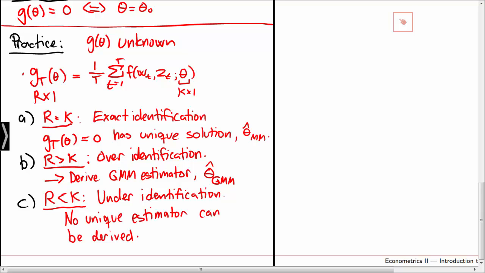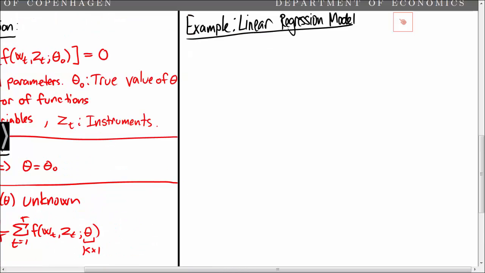Next, we will consider a simple example in the case of exact identification, and the example is based on the well-known linear regression model. Recall the well-known regression model where yt is given by xt prime beta plus epsilon t. Here we assume that beta is k-dimensional and that we have a k-dimensional regressor variable xt.